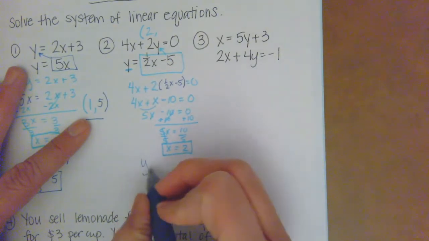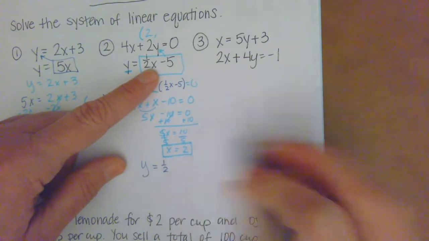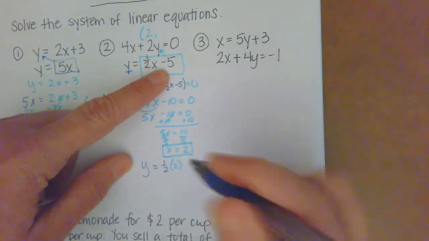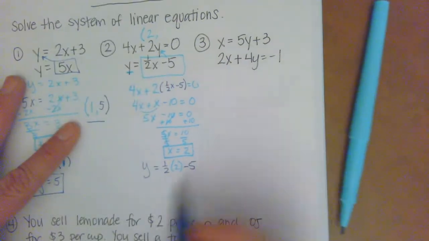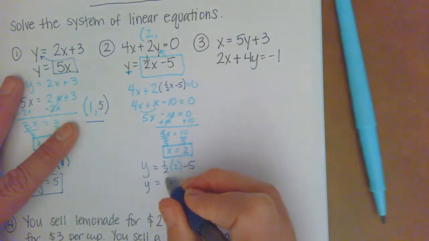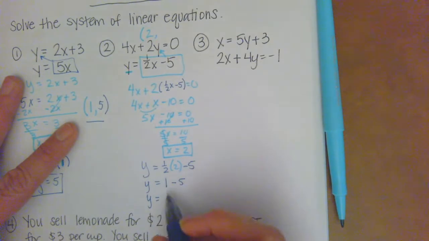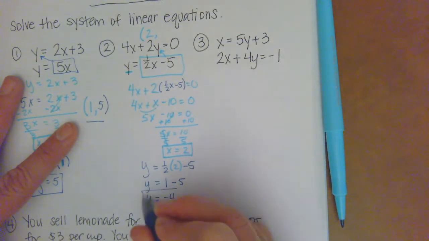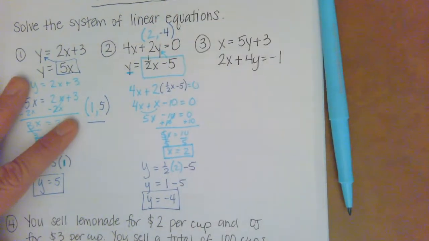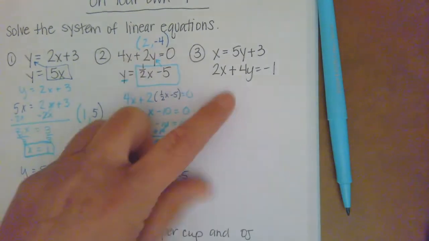So I'm going to do y equals 1/2. I'm going to take out the x and put in 2. Let me show you this one. 2 minus 5. So y equals, what's half of 2 is 1. 1 minus 5 is y equals negative 4. So negative 4 is my y. So this would be my solution.